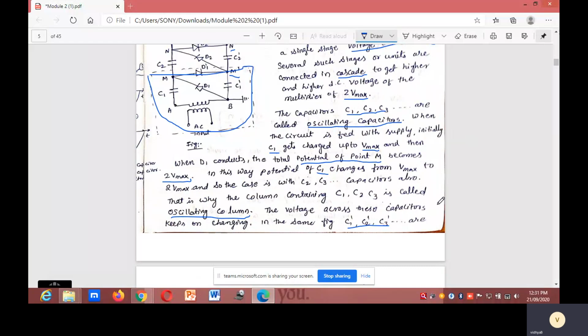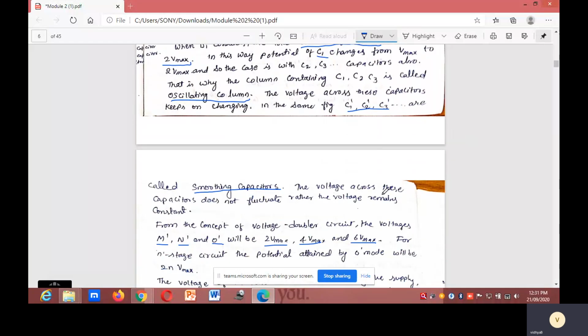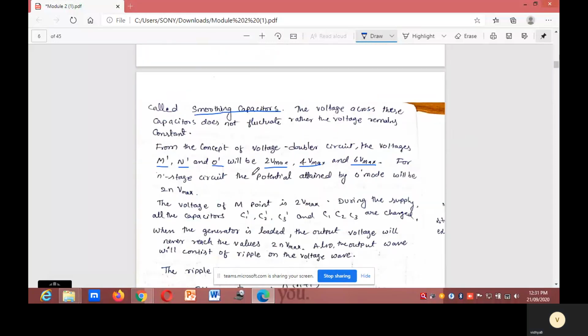The voltage across these capacitors keeps on changing. C1 dash, C2 dash, C3 dash are called smoothing capacitors. The voltage across these capacitors does not fluctuate; rather, the voltage remains constant. From the concept of the voltage doubler circuit, you can see the voltages at M dash, N dash, O dash. At those points the voltages will be 2 Vmax, 4 Vmax and 6 Vmax respectively.